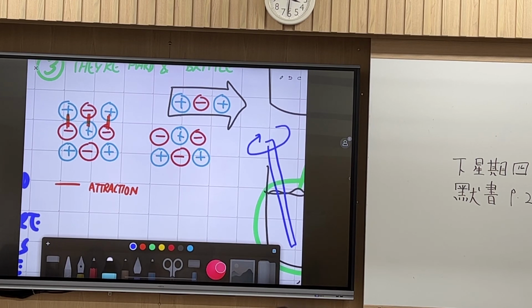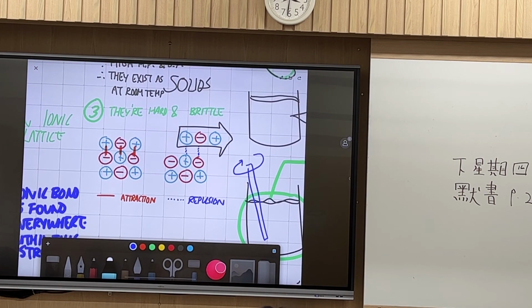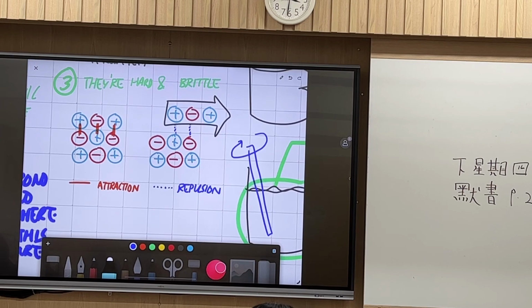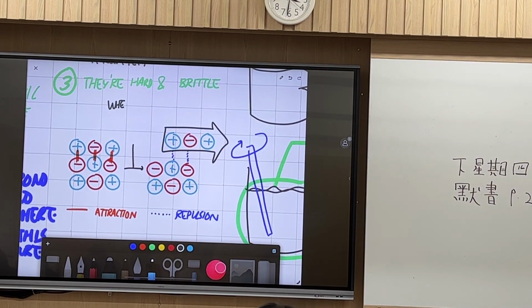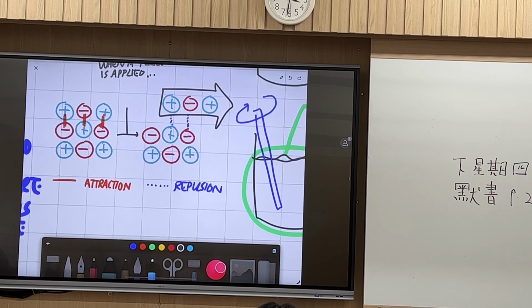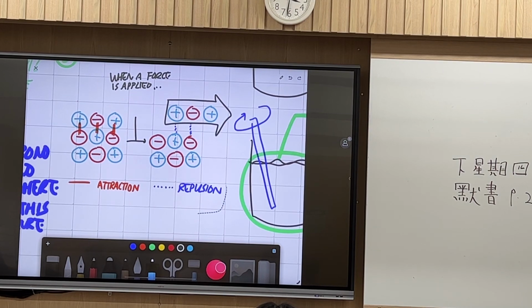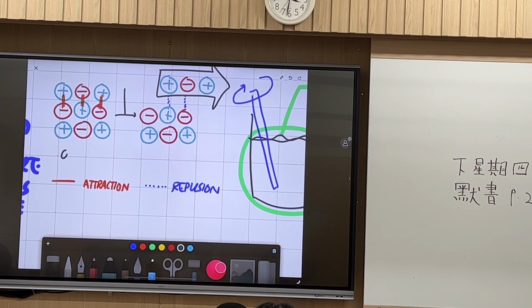So use this word now. Repel. You see, like charges repel. So can you put down repulsion here? So this is why, while they are pretty hard, they are also pretty brittle, meaning they break very easily. So you can just write down when a force is applied, this is what happens. When a force is applied, you will shift the layers around. And when the layers shift around, what used to be attraction will become repulsion. So just write this down and then we'll continue.